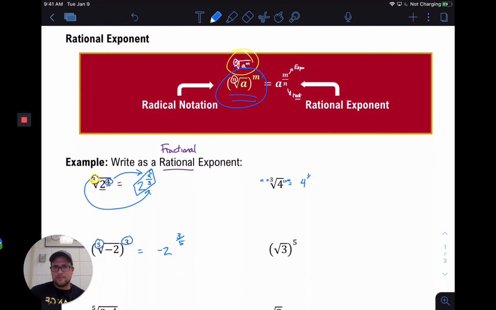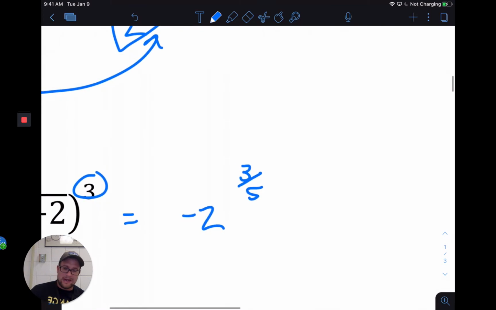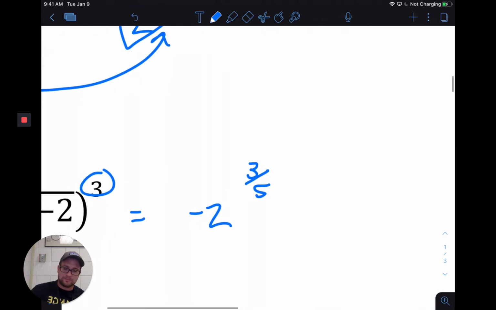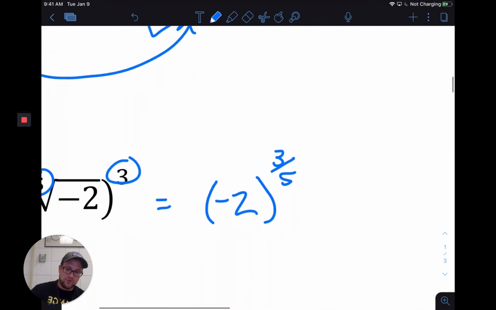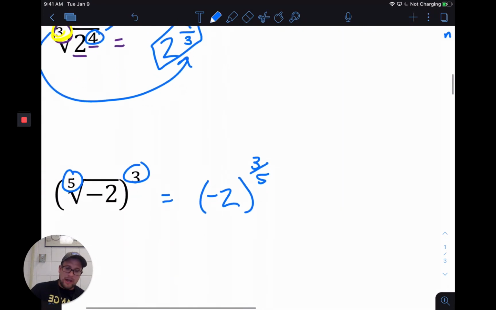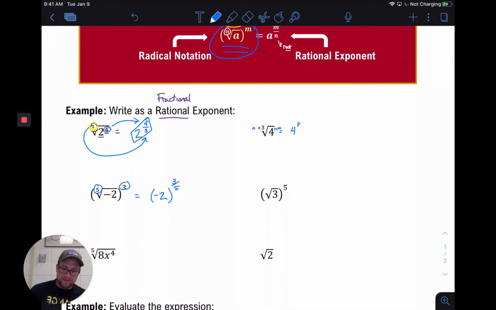Now, one thing we need to be careful of with these is that it's this whole -2 that's being raised to that power. If I don't have parentheses around that, then what my calculator and what anybody looking at this would assume is that it's just 2 to the 3/5 power, and the negative is just going to slide in front. So I want to always make sure that if it's dealing with that whole quantity, I put parentheses around the whole thing.